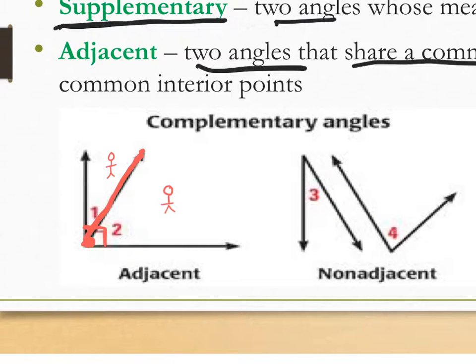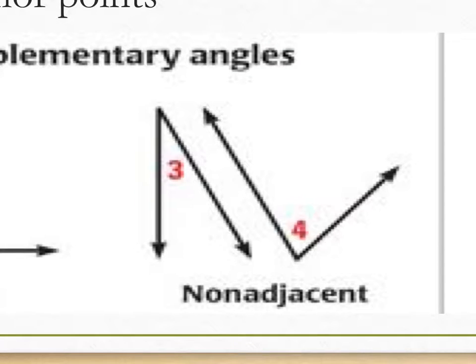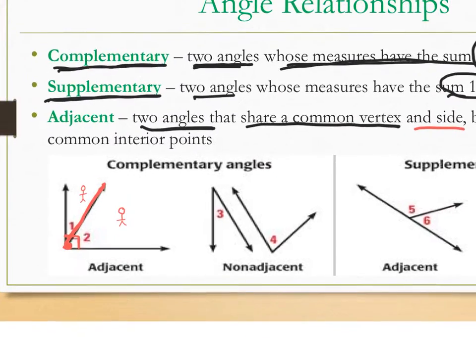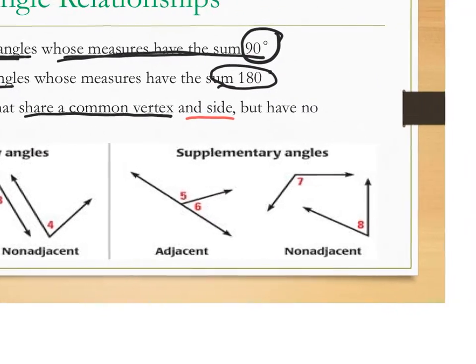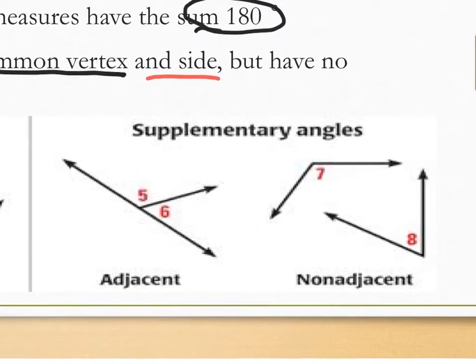But angle 3 and angle 4, I'm not sure. If you tell me they're complementary angles, okay, I believe it because that's what the book is saying. These are complementary. But I know they're not adjacent because they don't have the same vertex. They're not in the same place, and they don't share a common wall. So when we get to supplementary, we have adjacent and non-adjacent angles as well.